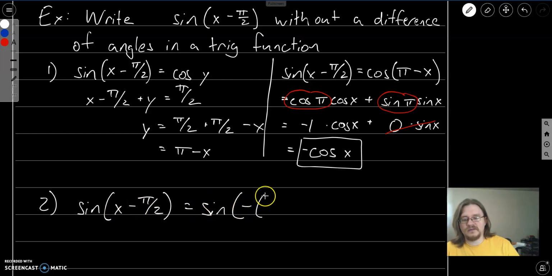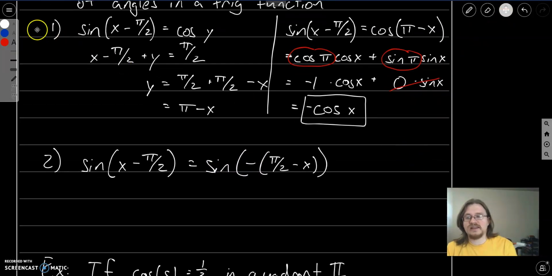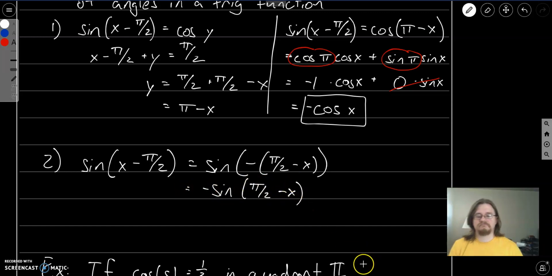Sine of negative pi halves minus x. All I did is I pulled out a negative sign. If you pull out a negative sign from the x, we're going to get negative x. So negative x is that positive x, so that matches. And then I have negative pi halves and negative pi halves. So nothing has changed here. I've just written it with a negative sign pulled out. And when we are taking the sine of a negative angle, I can pull out the negative sign. So this is going to be negative sine of pi halves minus x.